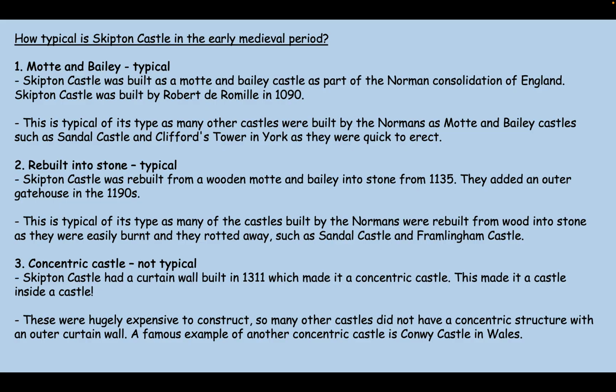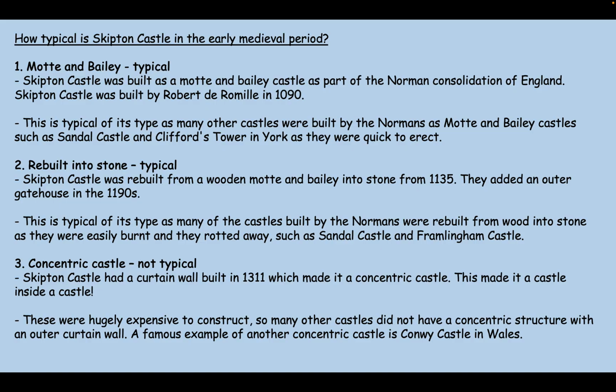So castles like Sandal Castle and Framlingham Castle are also good examples of castles that were rebuilt by the Normans from wood into stone. To make sure that we've got balance in our answer, we need to say why Skipton Castle is not typical. And one of the reasons why it's not typical in the early medieval period is that it was built as a concentric castle. So a concentric castle is a castle within a castle.